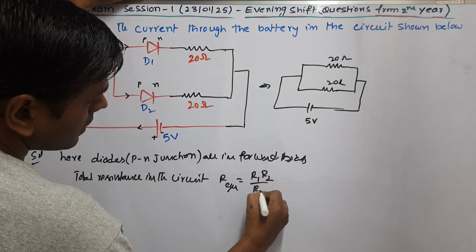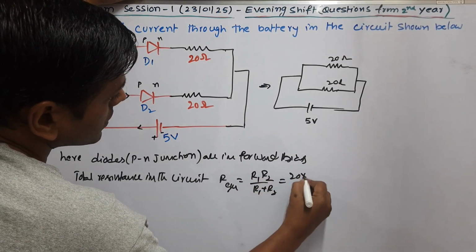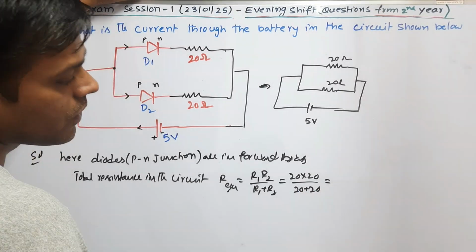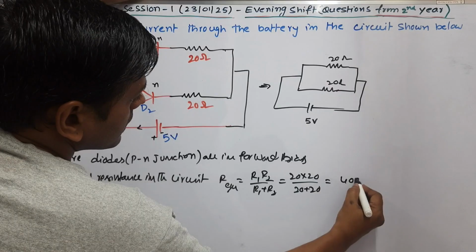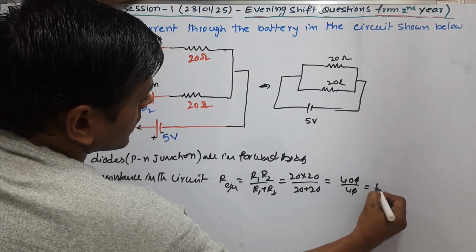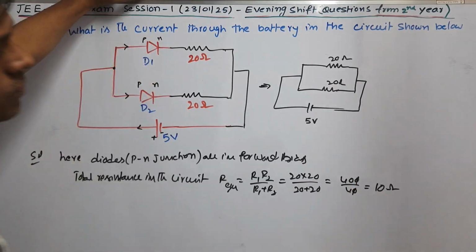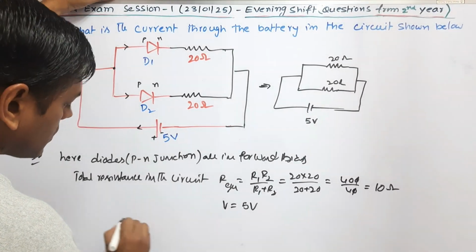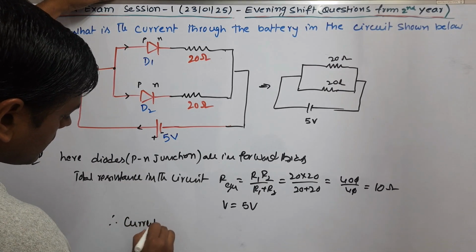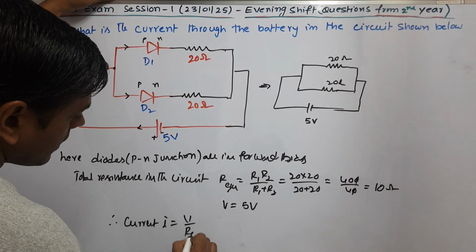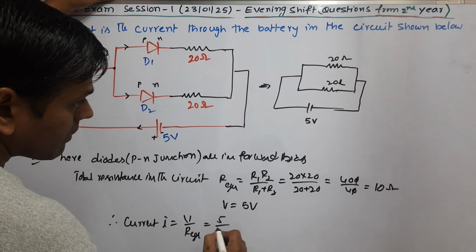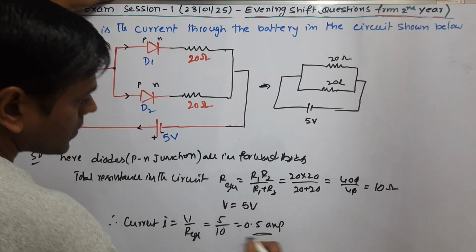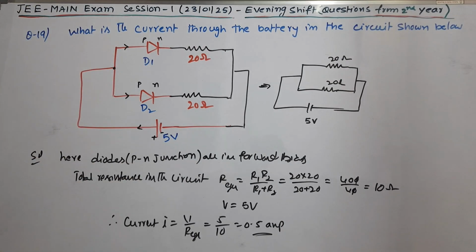In parallel connection, the value is R1 R2 by R1 plus R2, that implies 20 into 20 by 20 plus 20, that implies 400 by 40. What is the resistance? 10 ohm, isn't it? And voltage V is 5 volt. Therefore current I is equal to V by R equivalent. V is 5, R is 10, so it is 0.5 amp. So this is the current in this circuit, right?